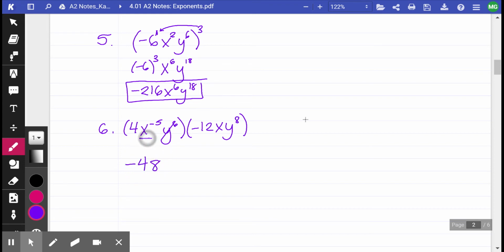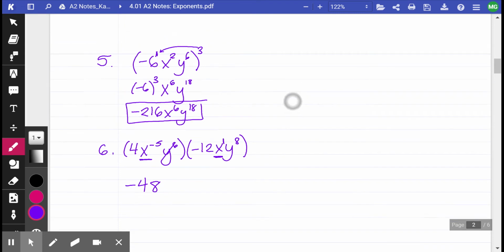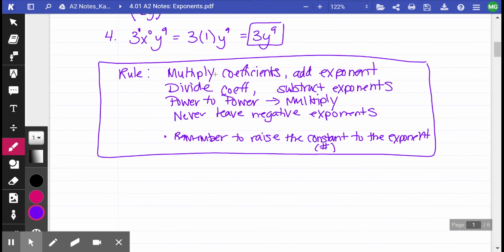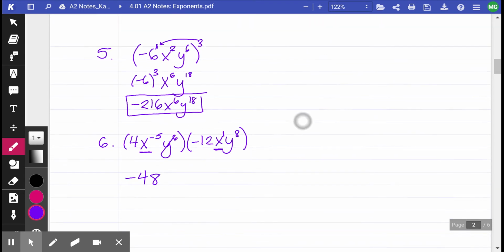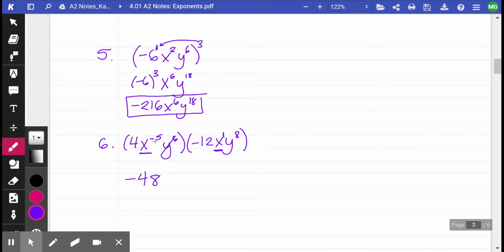And then I've got x to the negative 5th times x. There's no exponent. It's not to the 8th because that's not in parentheses. So that would just be a 1 there. And when I'm multiplying, I multiply the coefficients, add your exponents. So here we'd have negative 5 plus 1. So negative 5 plus 1 would give me negative 4. And then y to the 6th and y to the 8th. Again, multiplying, add the exponent.